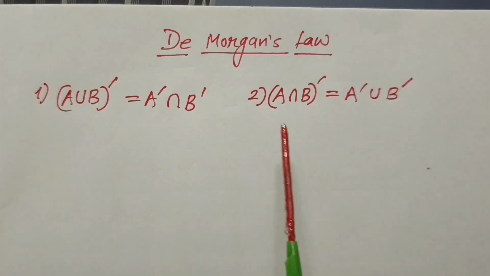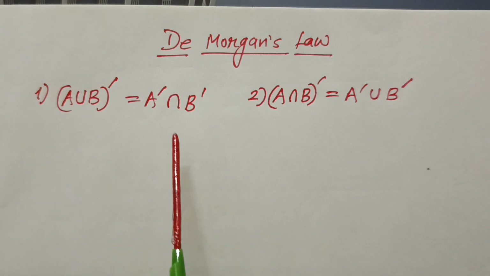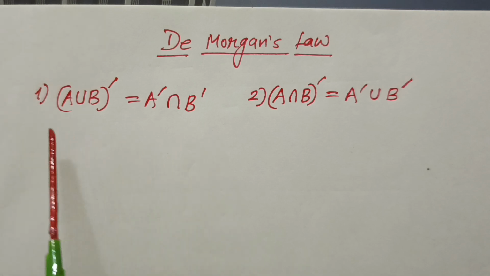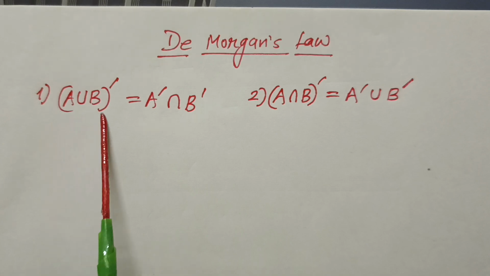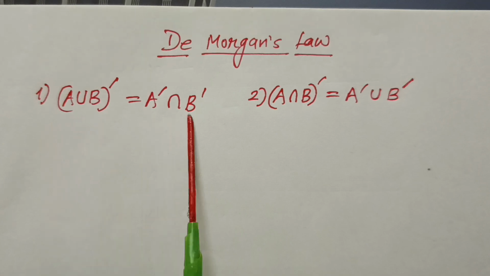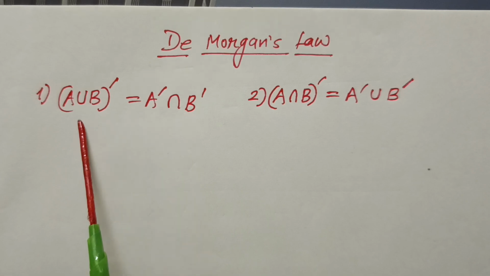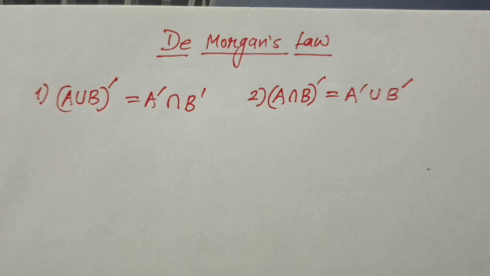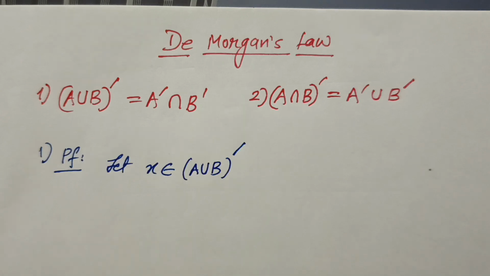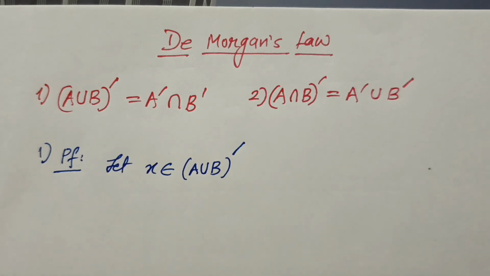Definitely these two are set identities, and to prove these identities the right method is we show this left hand side is a subset of the right hand side and the right hand side is a subset of the left hand side. So we go for the proof of the first part. This is our beginning statement.